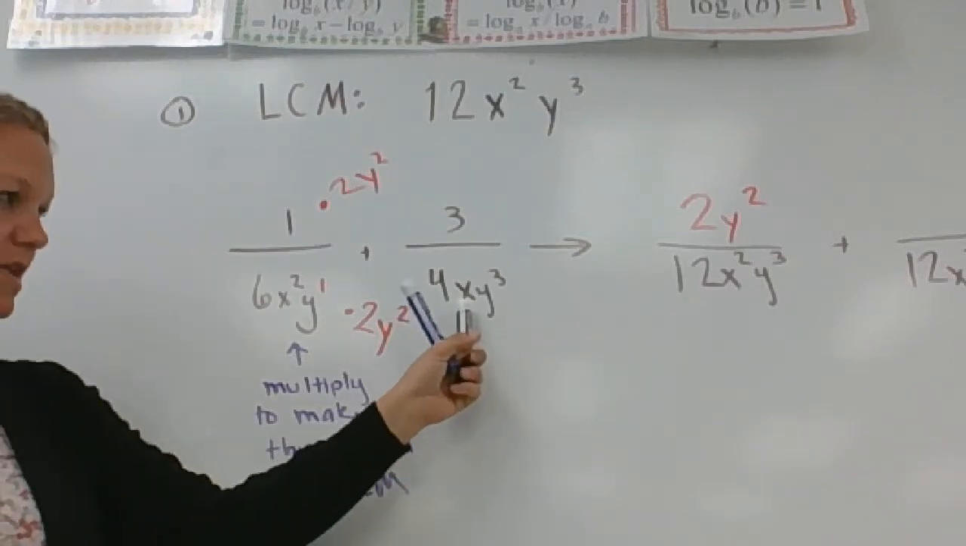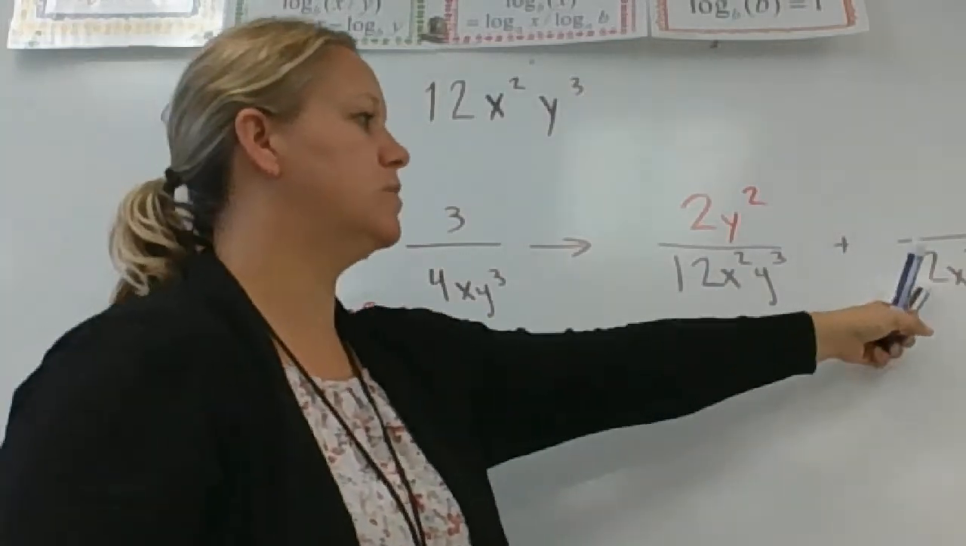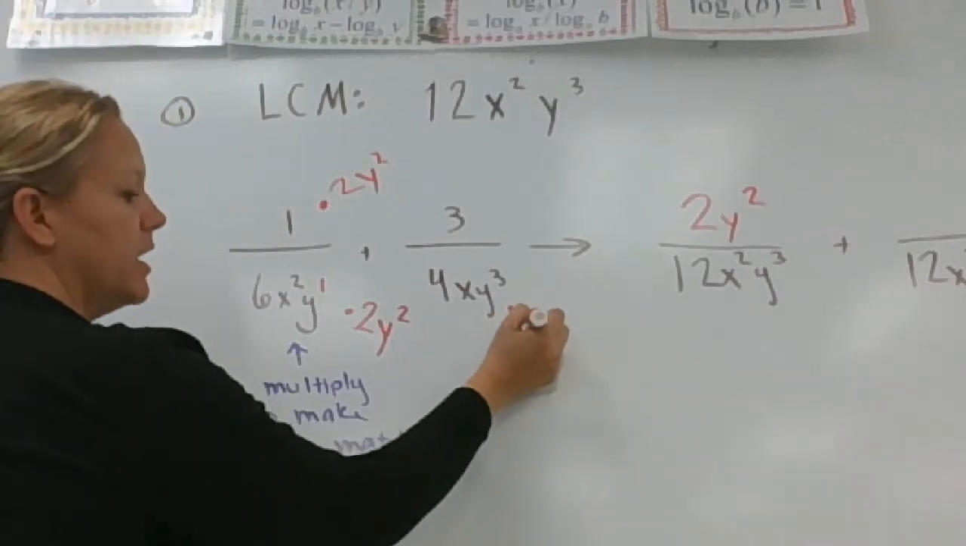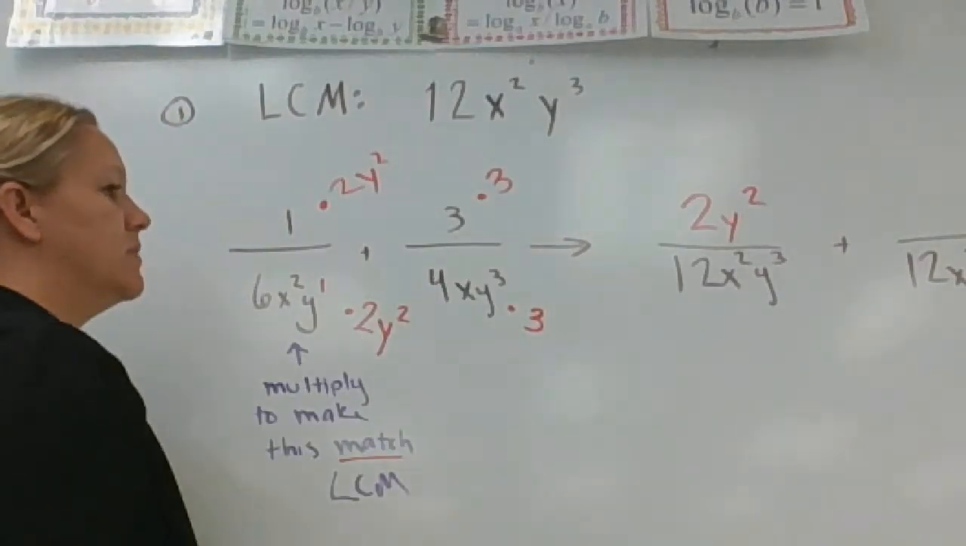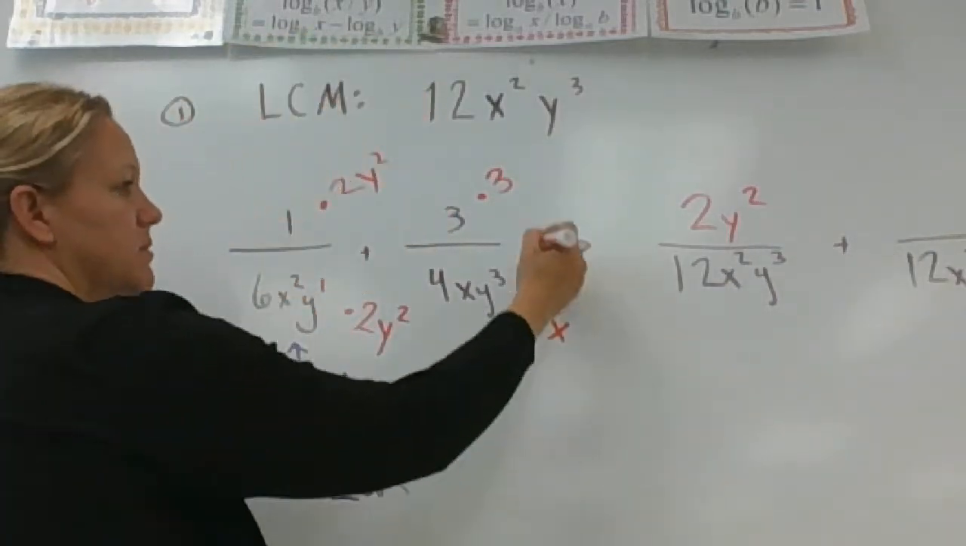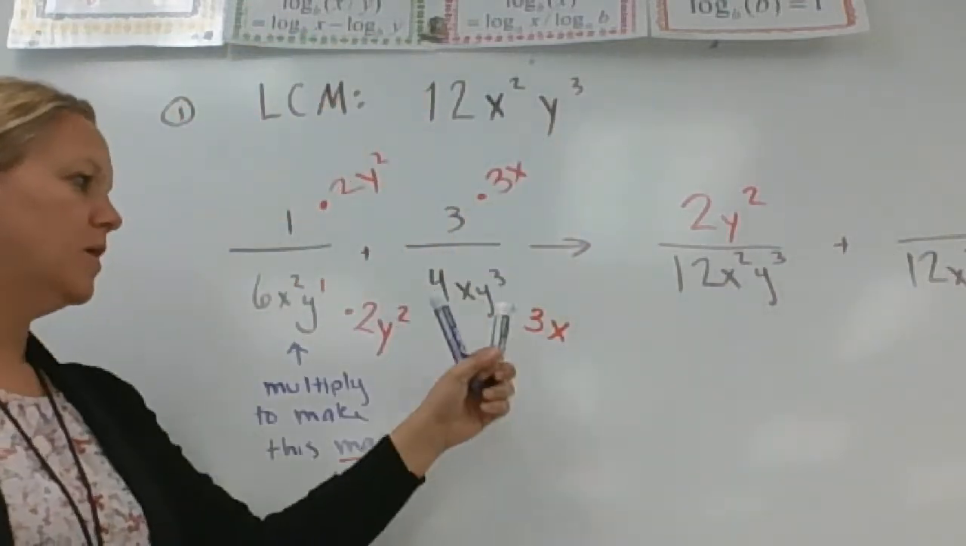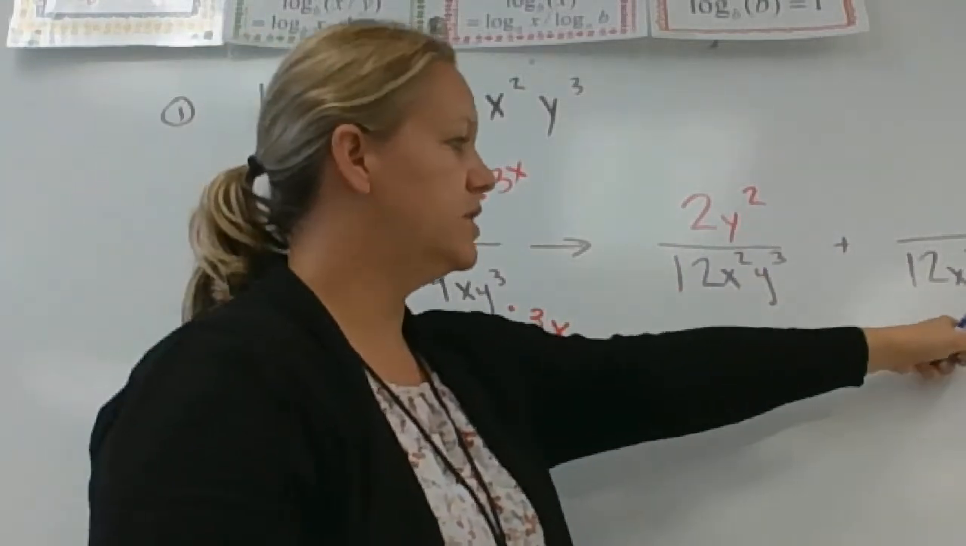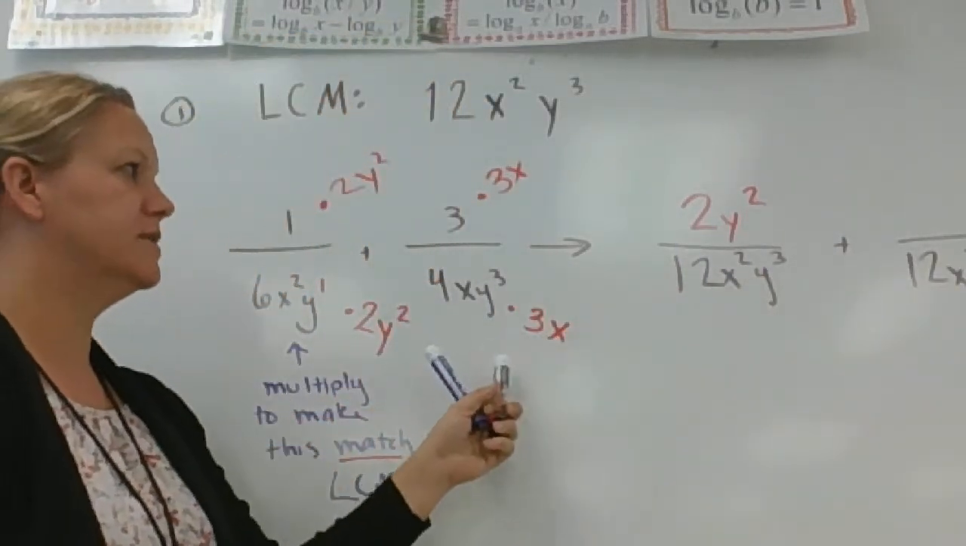All right, so I'm going to do the same thing here. How do I make 4 turn into 12? Well, I would have to multiply it by 3. So I do that to the top as well. I want to turn x to the first into x squared, so I'm going to also multiply an x in. Y is to the third here, and it's already to the third here, so I don't need to multiply y into the second one.